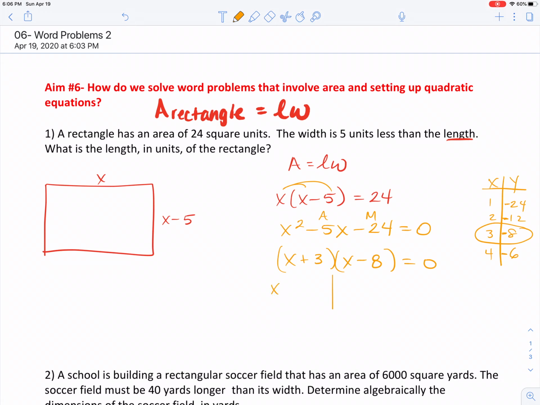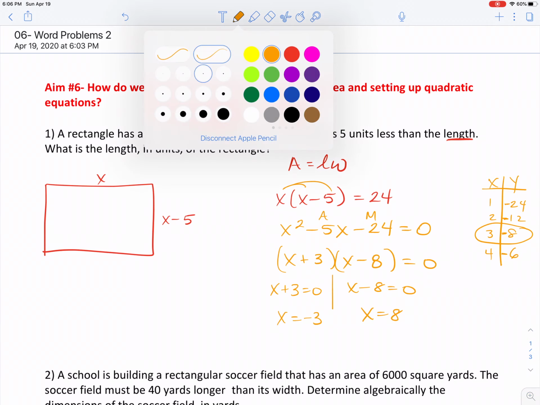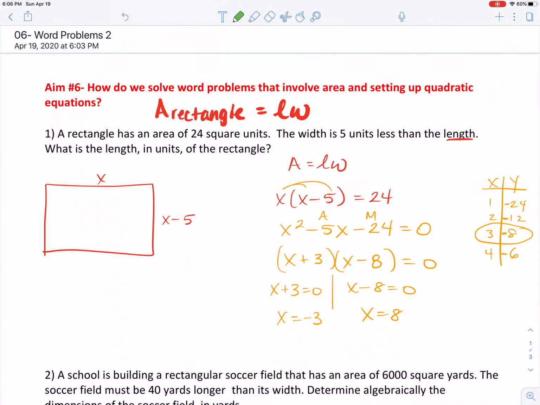And then I could set each factor equal to 0, which allows me to solve and get that x is equal to negative 3 and x is equal to 8. And then to answer the question and find the length, we cannot have a negative length. So the answer is just 8. If they asked for the width too, I'd have to do 8 minus 5 to get 3, but they just asked for the length. Final answer, done.